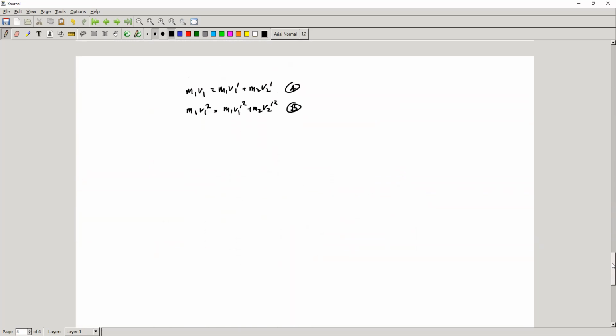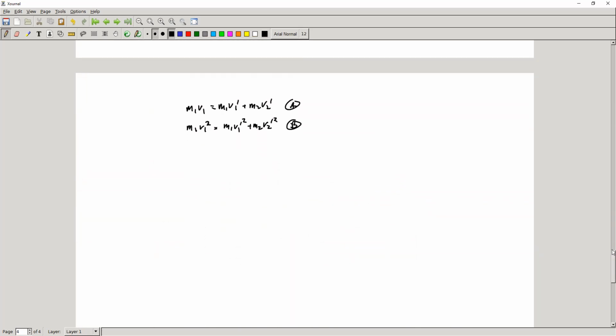So, we can probably already tell that this is going to work out, but let's do it anyway, just to be sure. Instead of isolating V2 prime in A, we could use A and isolate V1 prime. If we did that, we would find that V1 prime is equal to V1 minus M2 over M1 V2 prime, right? And now we can just substitute this back into our equation B.